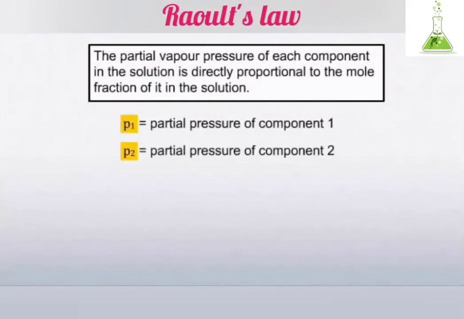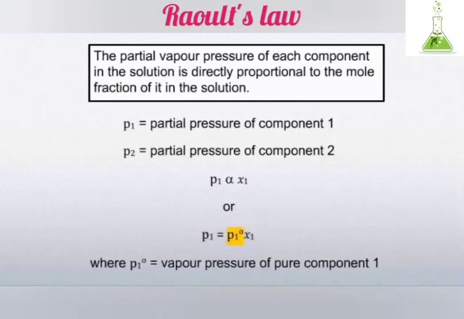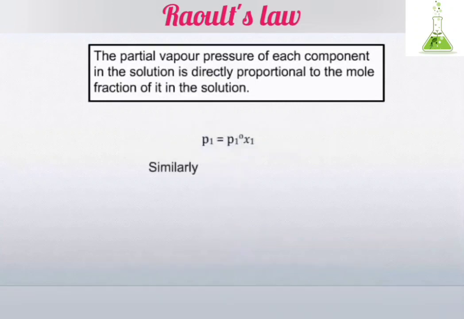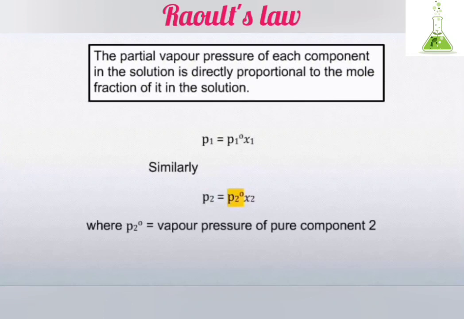Now, if P1 and P2 are the partial pressures exerted by components 1 and 2 at a certain temperature, then according to Raoult's law, P1 is proportional to X1, or P1 equals P1 naught X1, where P1 naught is the vapor pressure of the pure component 1 at the specific temperature. Similarly, P2 equals P2 naught X2, where P2 naught is the vapor pressure of the pure component 2.